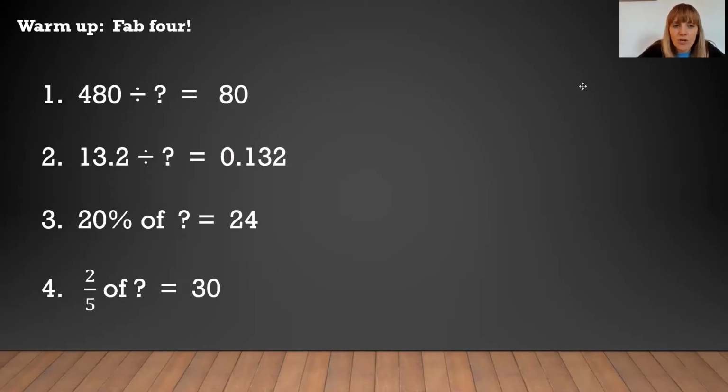Question number 1, 480 divided by something gives me 80. Well, the way that I thought about this was, the opposite of division is multiplication. And I'm also going to think about known facts. And I'm going to try and make it a bit simpler. I'm going to divide both of these by 10. So it's 480 divided by something is 8.